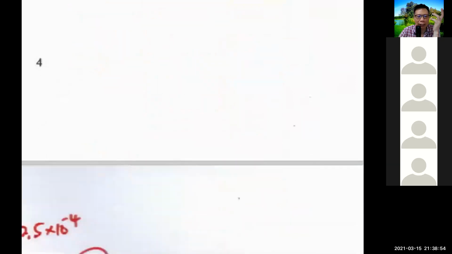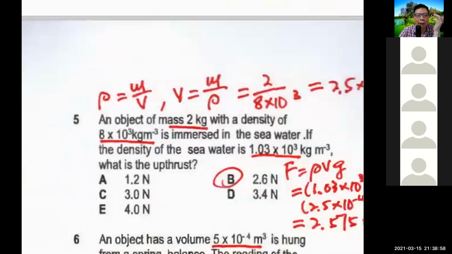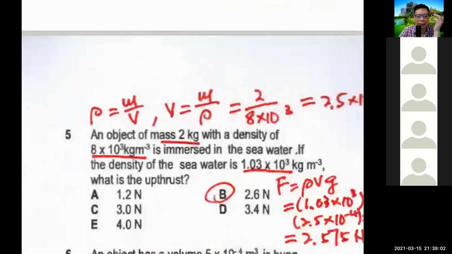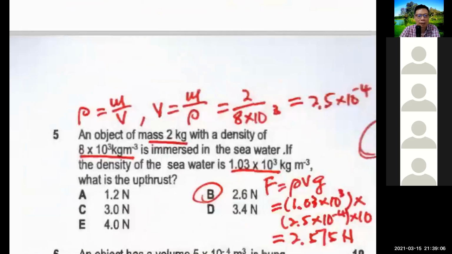Number 5, you need calculation like this. A lot of calculation here, no? Understand it? An object of mass 2 kg, density 8 times 10 power 3, is immersed in sea water. If the density of sea water is given, what is the upthrust, the buoyant force? Okay, first you find the volume. Density is mass over volume, so volume is mass divided by density. Mass is 2 kg, density 8 times 10 power 3. So you get the volume of the object. We always know that the volume of the object is equal to the volume of water displaced. Same one.